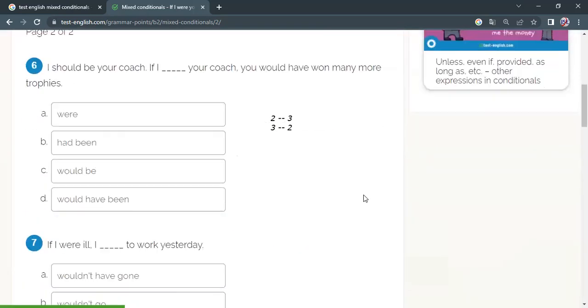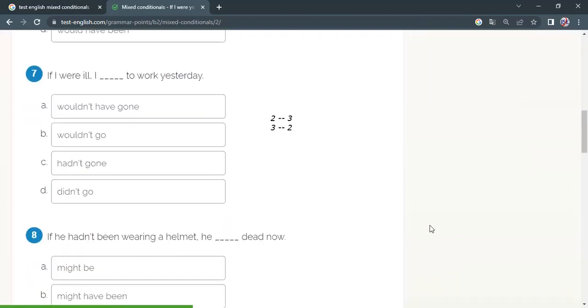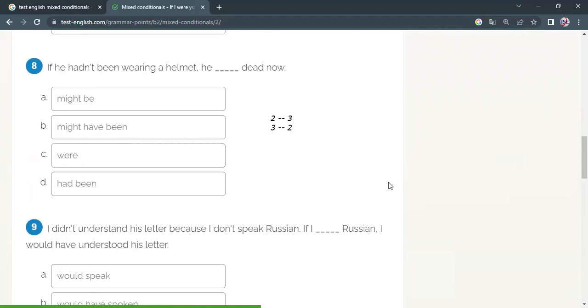Okay. I should be your coach. If your coach, you would have won many more trophies. I were. Number 7, if I were ill, I to work yesterday. Wouldn't have done. If he hadn't been wearing a helmet, he dead now. Dead now? Might be that. Might be dead now.